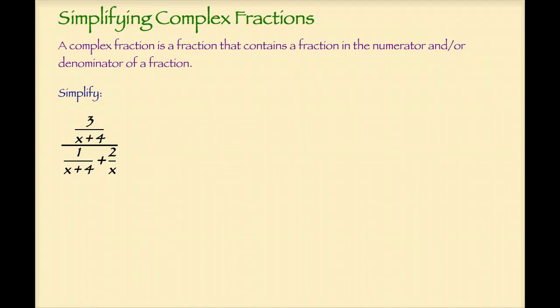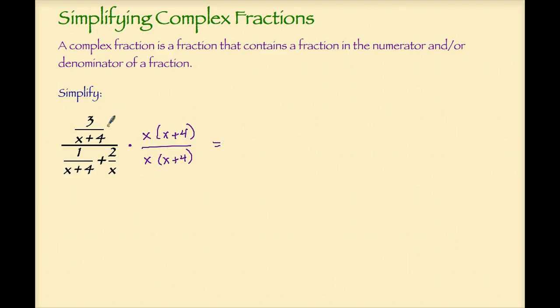The easiest way to simplify this, although there is more than one method, I'm just going to show you the one method, which is: what is the common denominator of all the denominators that you see? You can see that it's an x and an x plus 4. We're going to multiply the numerator times x(x plus 4), and the denominator times x(x plus 4). In doing so, we're going to, in one fell swoop, eliminate all of the denominators.